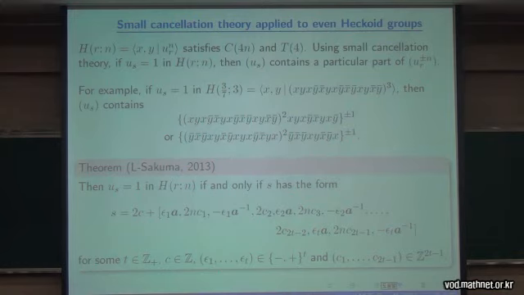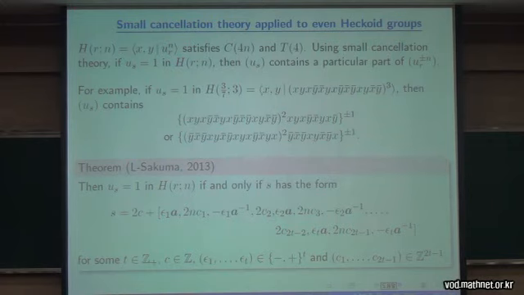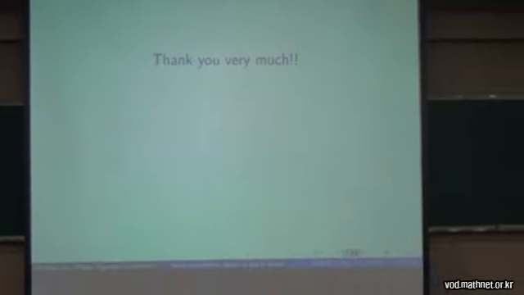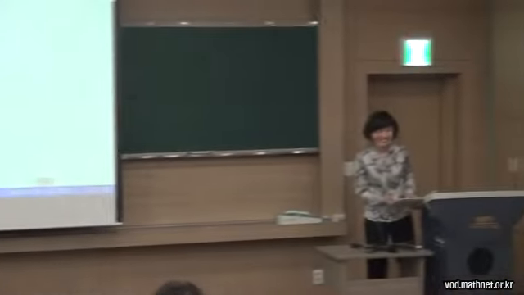And in this case as well, we completely found the answer to the question of which two essential simple loops are homotopic to each other in this Heckoid group, using small cancellation theory again. So this is it. Thank you.